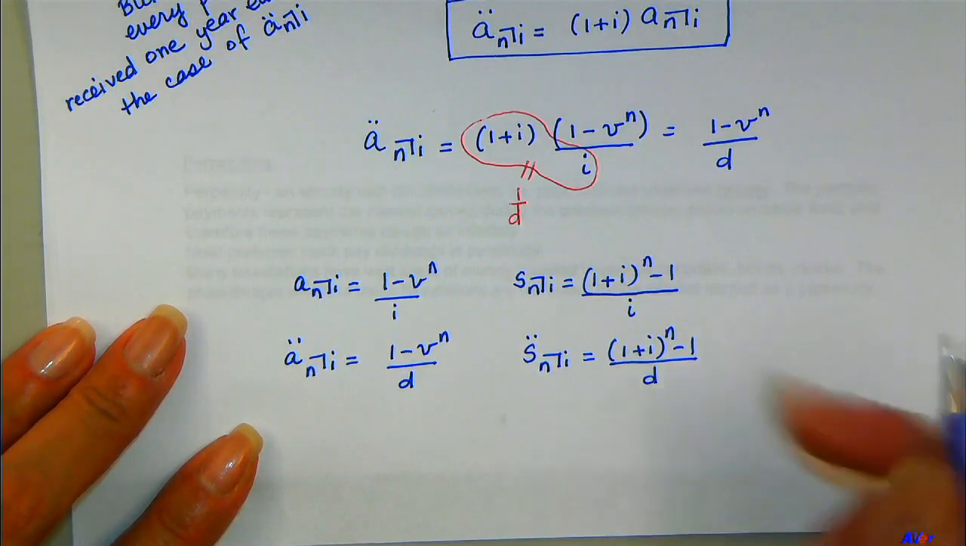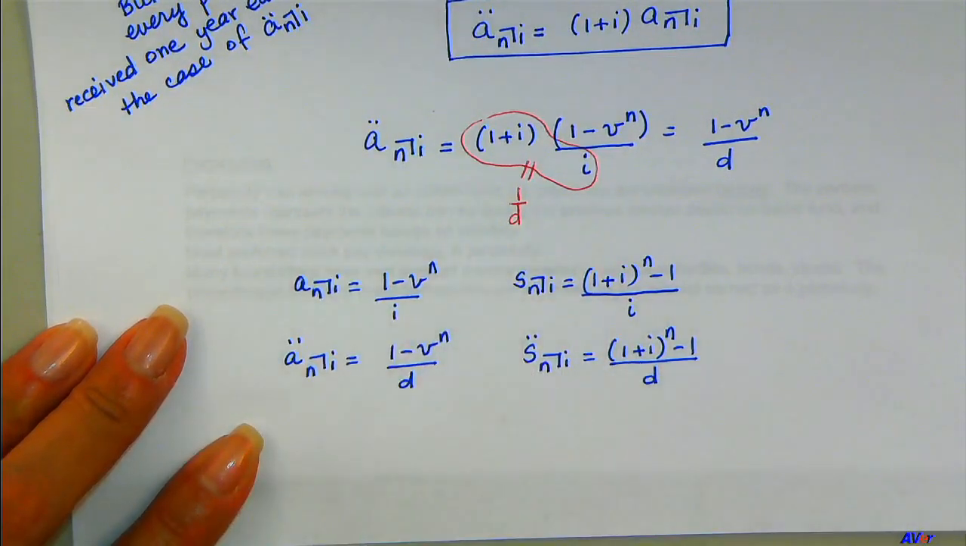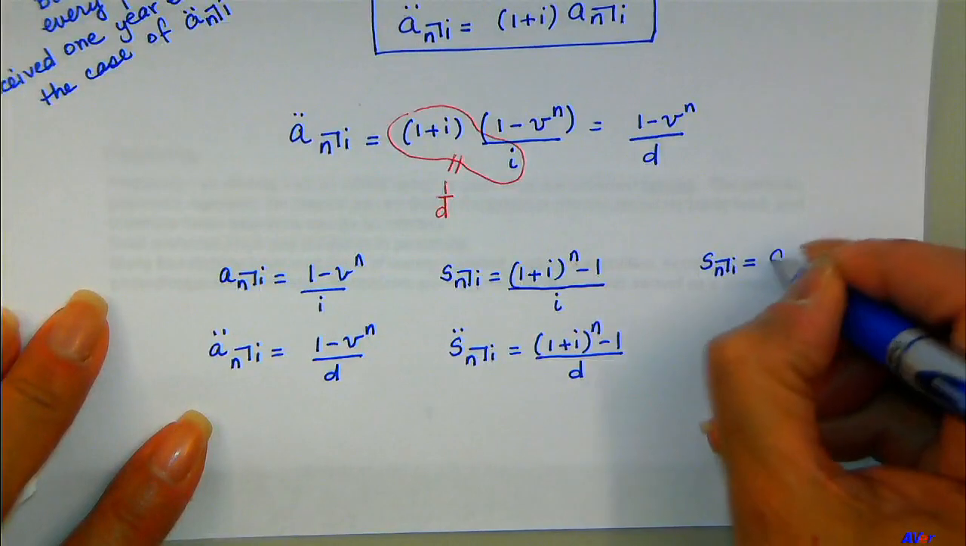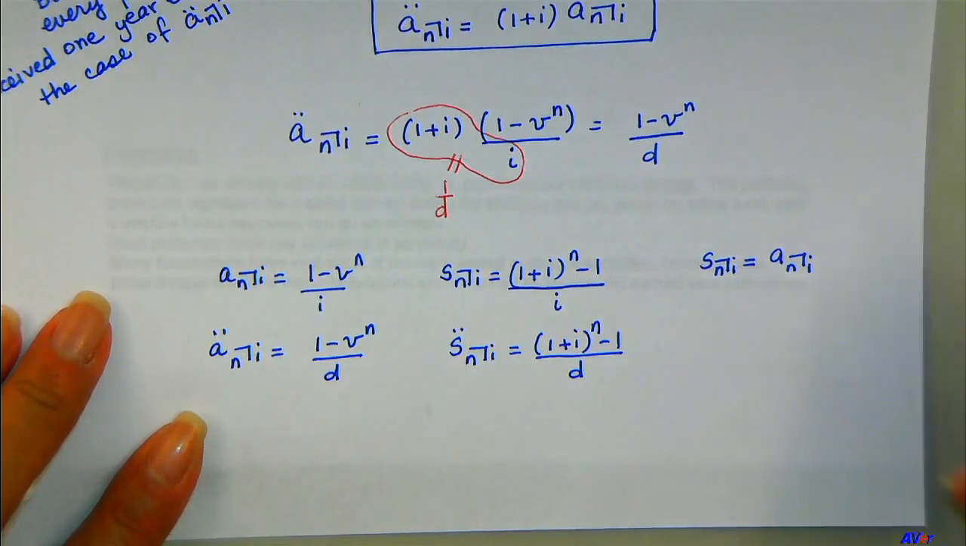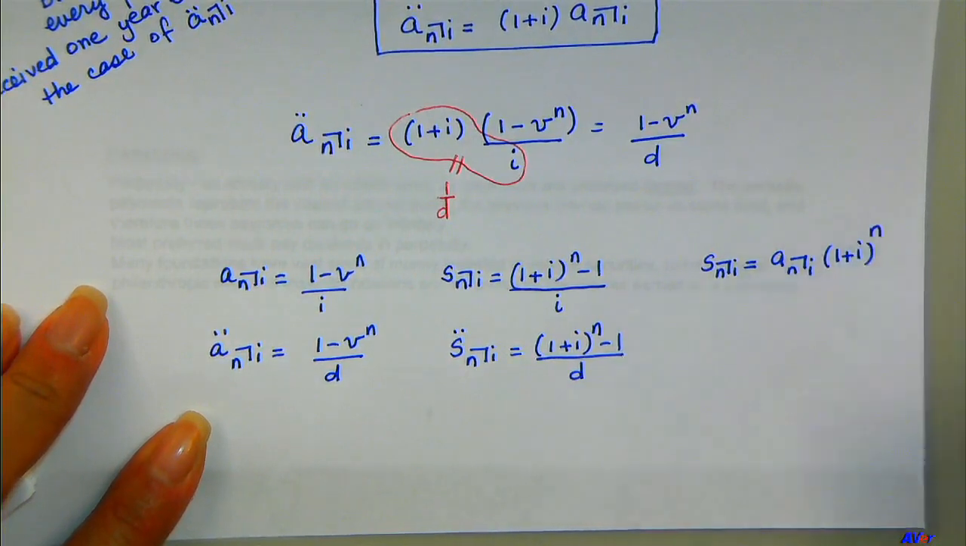And what's the relationship between this one and this one again? Can you tell me? We talked about it last time. What's the relationship between A angle N and S angle N and A double dot angle N and S double dot angle N? Do you know? S angle NI equals A angle NI times what? One is the accumulated value, one is the present value. So what should I do to the present value to forecast it n places over? 1 plus I to the N. Exactly right.